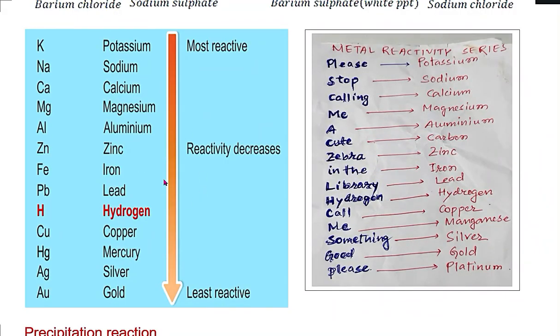This is called the reactivity series of metals. On the top is potassium, which is most reactive. At the bottom is gold, and platinum is also down there, which is least reactive. Students, as you can see, sodium is here and calcium is here. So it means that sodium can displace calcium easily, but calcium, which is less reactive than sodium, can never displace sodium. Similarly, magnesium can displace aluminium, zinc, iron, lead, hydrogen, copper, mercury, silver, gold and platinum. But the reverse is not possible.